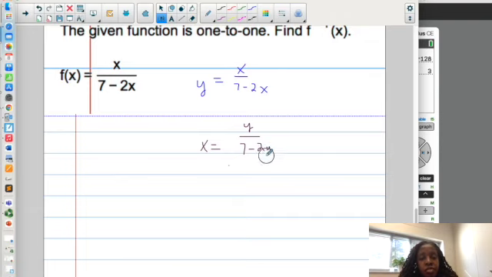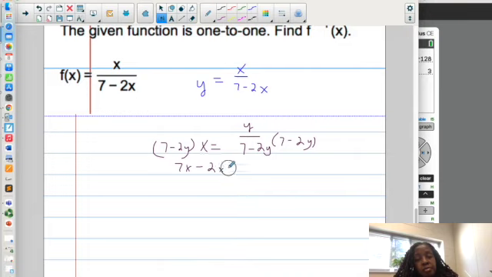Because when you invert something, you simply switch the x and the y and it just inverts its place. So why not do it with a function? Now let's multiply both sides by 7 minus 2y in order to get rid of this fraction. Because you know we don't like fractions. We need to clear those things. Some of us might love them, but you still have to multiply both sides by 7 minus 2y. Can't get away from it. So you get 7x minus 2xy is equal to y.